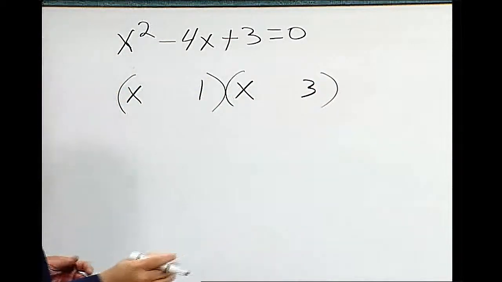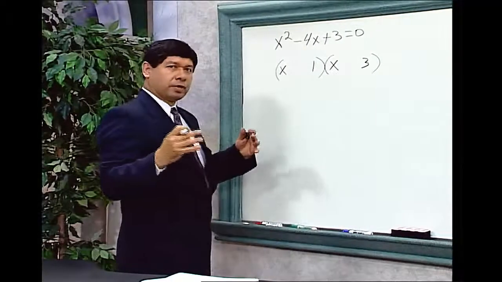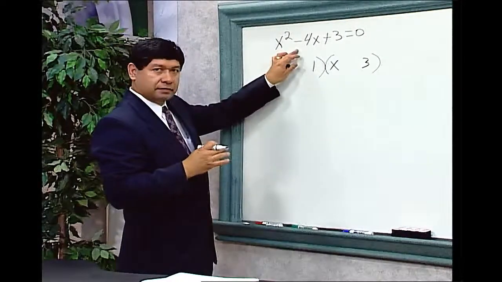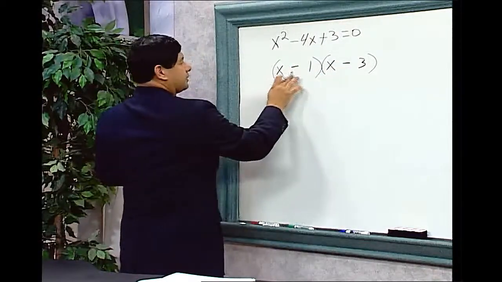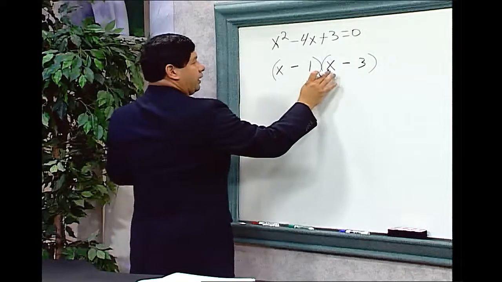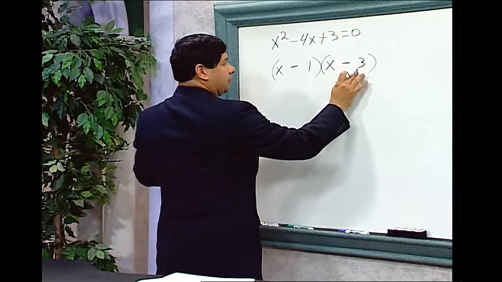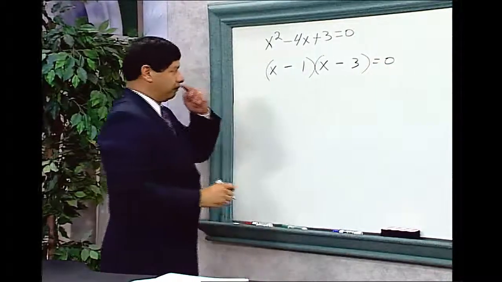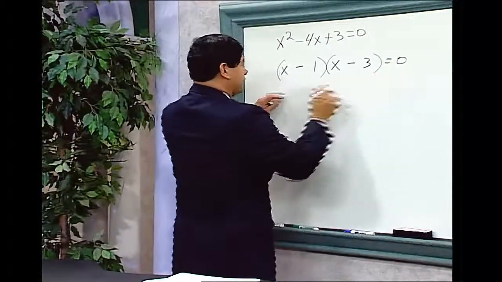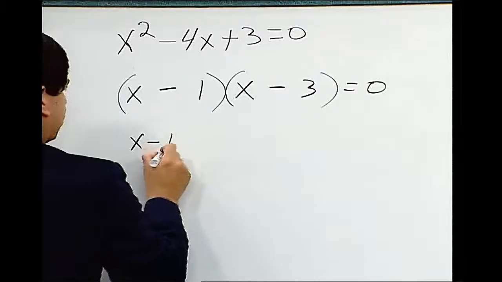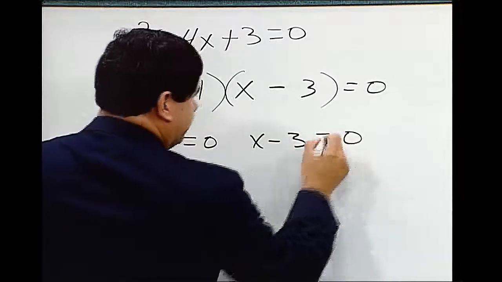Now let's look at the symbols. When I multiply the symbols, it's positive, but when I combine them, they're negative. So we're looking at two negative terms. x minus 1, x minus 3 equal to 0. Now we're going to set this to 0 because that's the way the statement is written. We have x minus 1 is equal to 0, and x minus 3 is equal to 0.